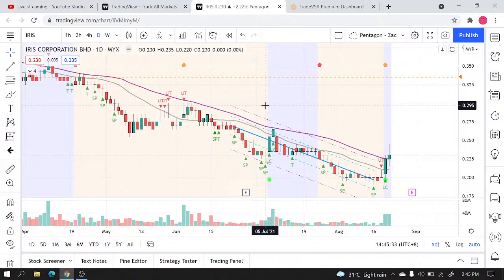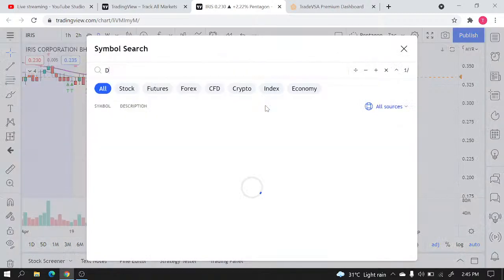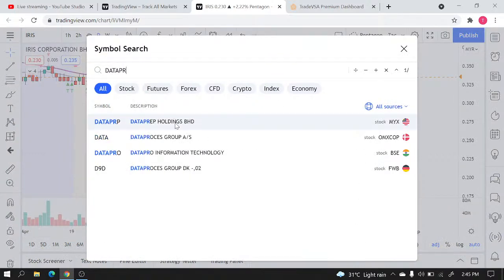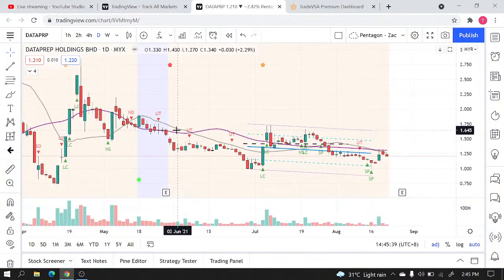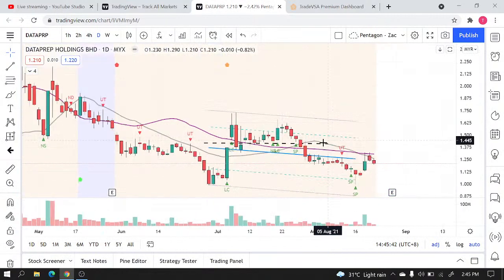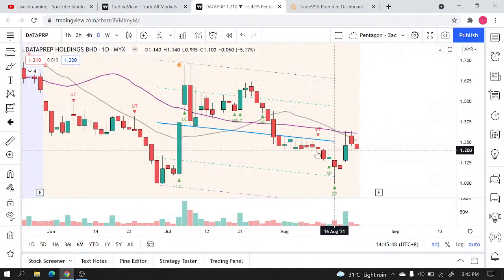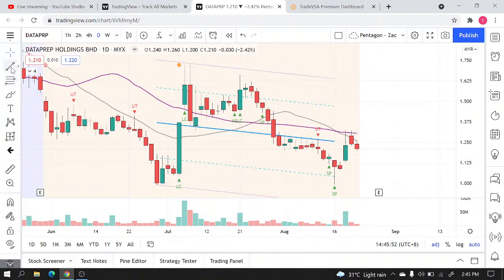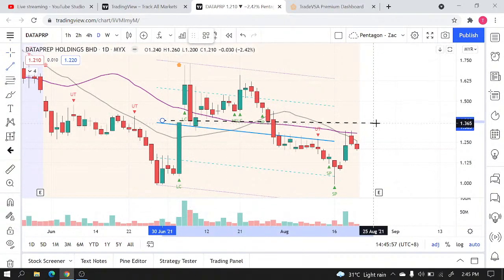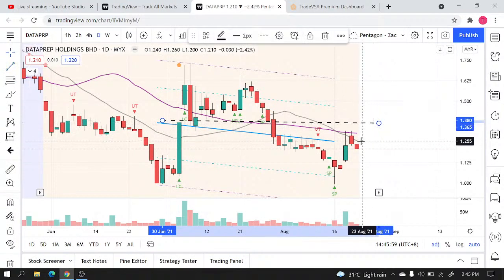Any other stocks? Data prep and air rank. Okay, data prep. Looks like Sedana and Jackson style, huh? Again, similar things. I feel more comfortable if they're able to cross back this level. If not, I'm afraid it's the inverse pullback for me.